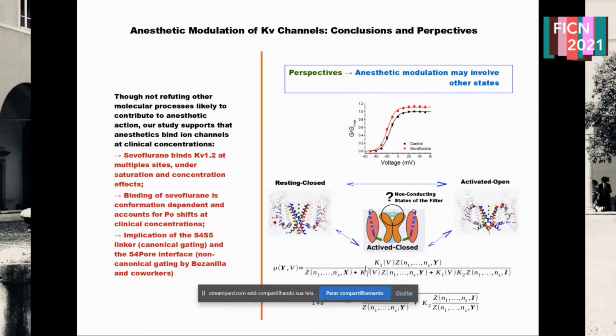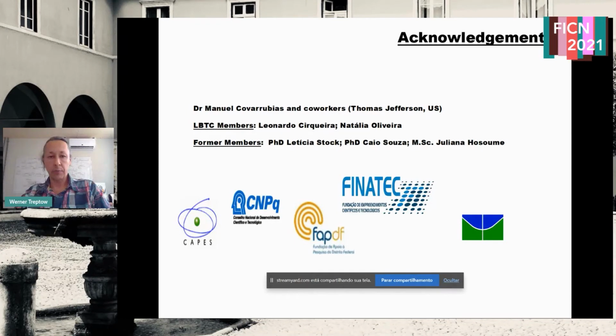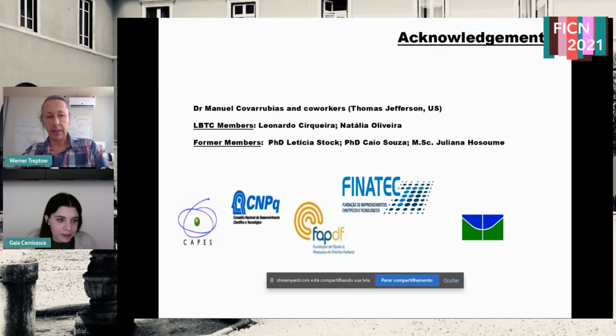We have generalized our model to include these states, and hopefully in another opportunity I will be able to present these results in more detail. For now, I would like to finish my talk by acknowledging the work of Manuel Covarrubias and co-workers, his great experimental work on ion channels and general anesthetics, especially alcohols. Students from my lab, Leonardo and Natalia, are involved in this work, and of course the former members that have been largely implicated in these publications regarding ion channels and general anesthetics.